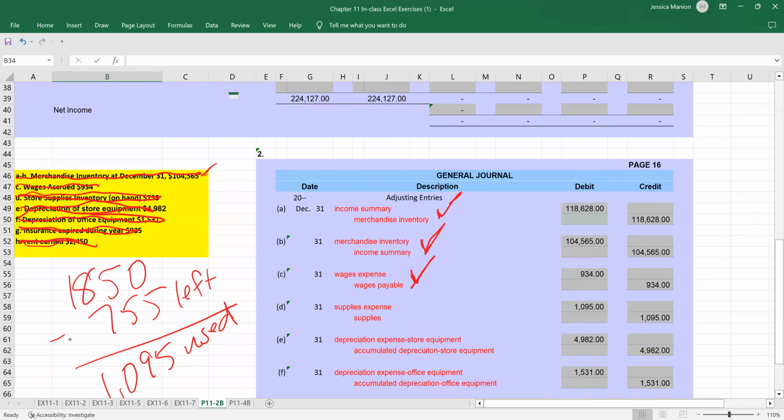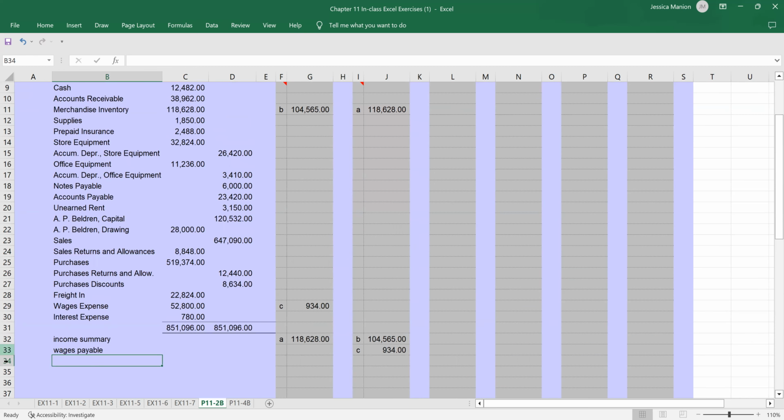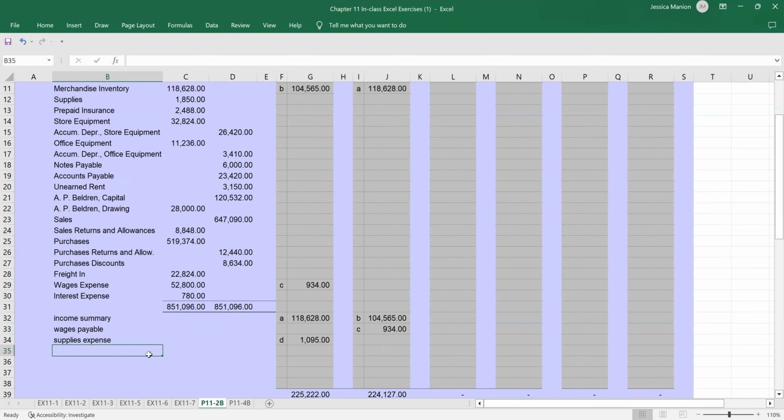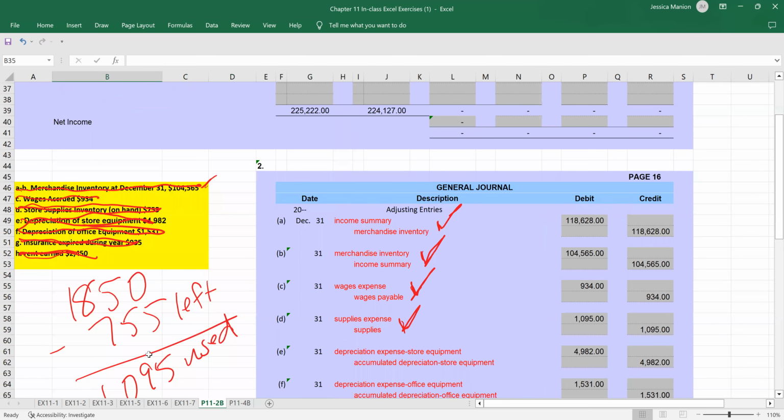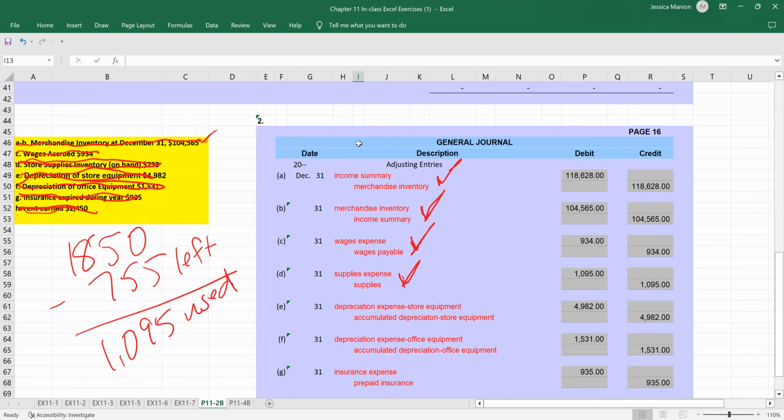The next one is this supplies adjusting entry. So we need to debit supplies expense for 1,095. Again, if we look here in our expenses, we don't have supplies expense yet, so we just need to type it in. Supplies expense. And this is letter D, 1,095, right? Let me scroll back down and double check. Yeah. And then credit. We do have that supplies asset account, credit supplies asset account 1,095. Okay, so we've got that one.